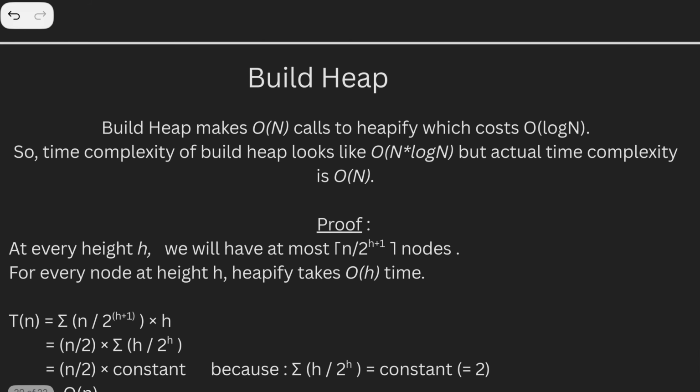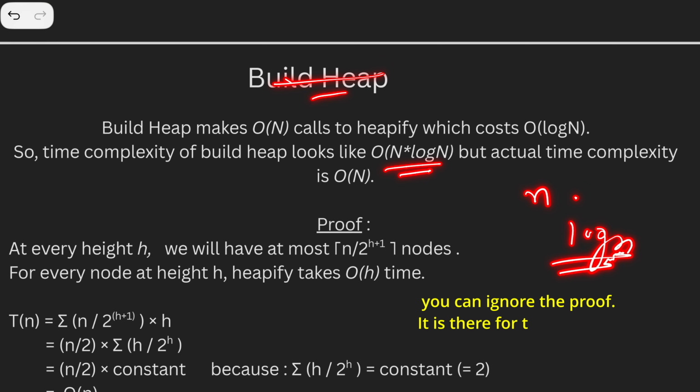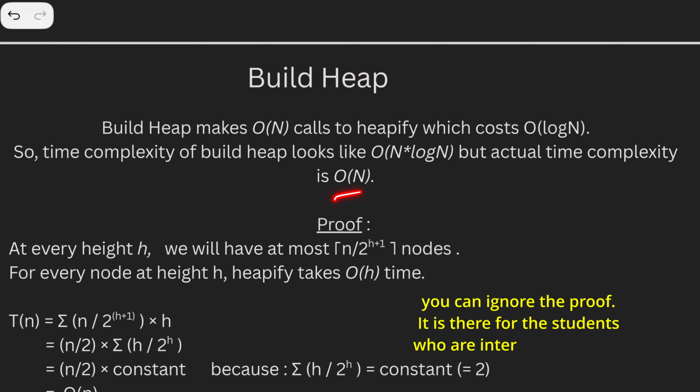Now to build the heap, what we did earlier was start from the n by 2 node in reverse order till we reach 0, and we heapify every single node. So you have n nodes and heapify takes log n time. So it looks like the time complexity of build heap is n log n, but surprisingly it is O of n. We are going to prove it. Very simple proof.